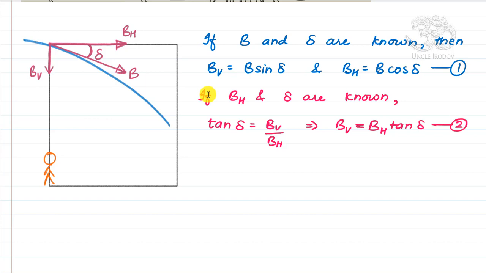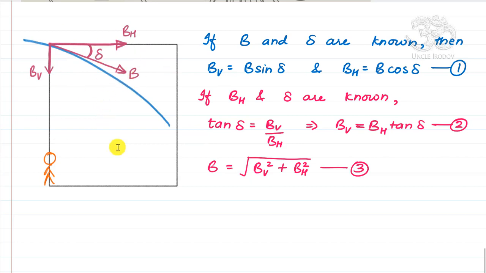Second, he will say B net is equal to root of BV square plus BH square. He can find the magnitude this way, or maybe he can again use cos or sine of delta to find out the value of B. So we can figure out any of these if we know the other two. So out of these four, if you know just two, you can find out everything else.